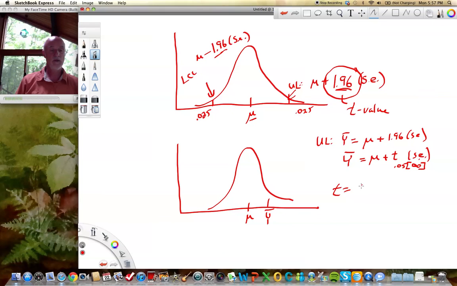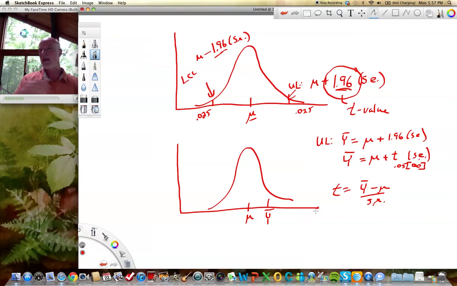T equals y bar minus mu over SE, whether or not it's at the upper confidence limit. In other words, it doesn't have to be there. If it happens to be that t is 1.96, it would be right there. Or minus 1.96, it would be right there. But our general formula for t is y bar minus mu over SE.